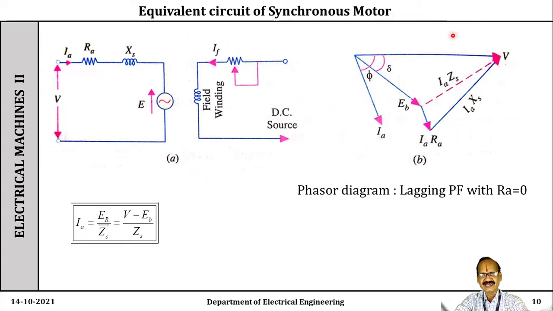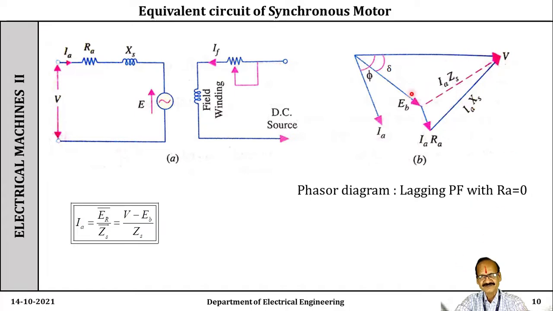This one is the phasor diagram, and in this case the supply voltage V equals, see, this EB acts in the opposite direction, therefore V equals EB plus IA Zs. So this is V phase. Then IA is drawn lagging the voltage by an angle phi. This one is EB making an angle delta. This EB plus IA Zs will give you V.